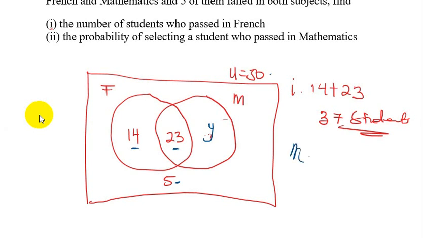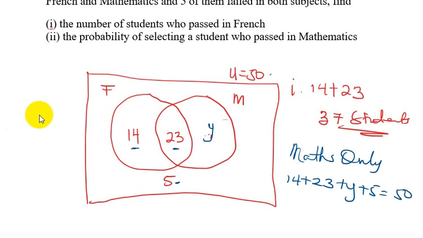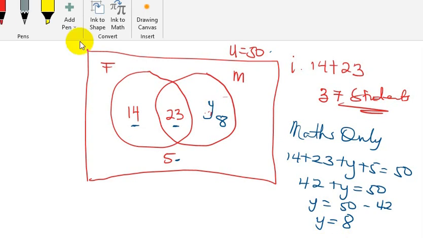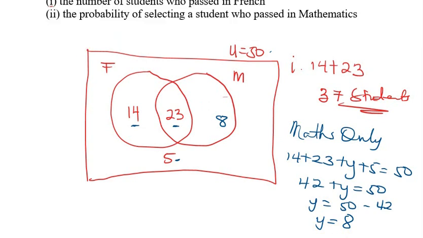So math only will be 14 plus 23 plus y plus 5 being equal to 50. So 14 plus 23 will give you 37. 37 plus 5 will give you 42. So we're going to get 42 plus y being equal to 50. So y is equal to 50 minus 42, and y will be giving us 8. So those who passed math only, now we have 8. Is it clear now? Now we have 8.